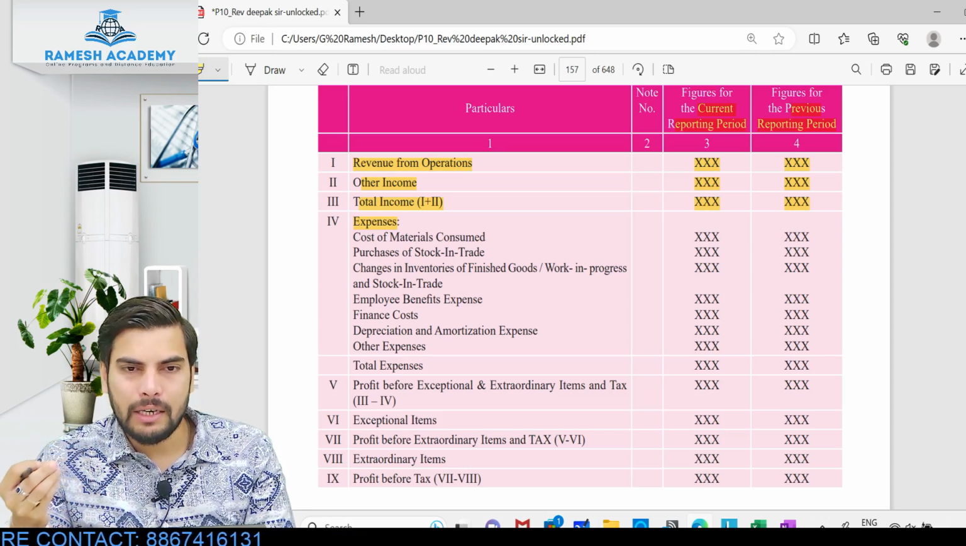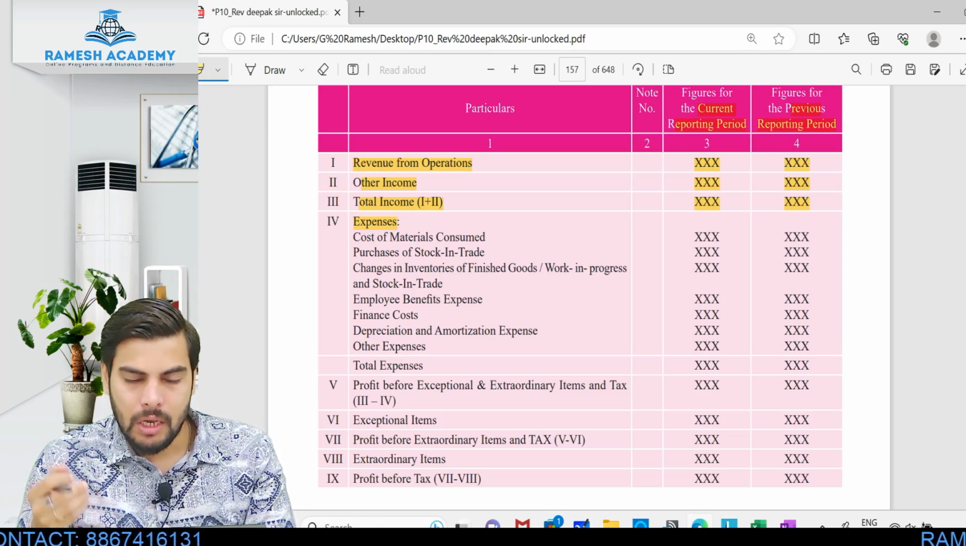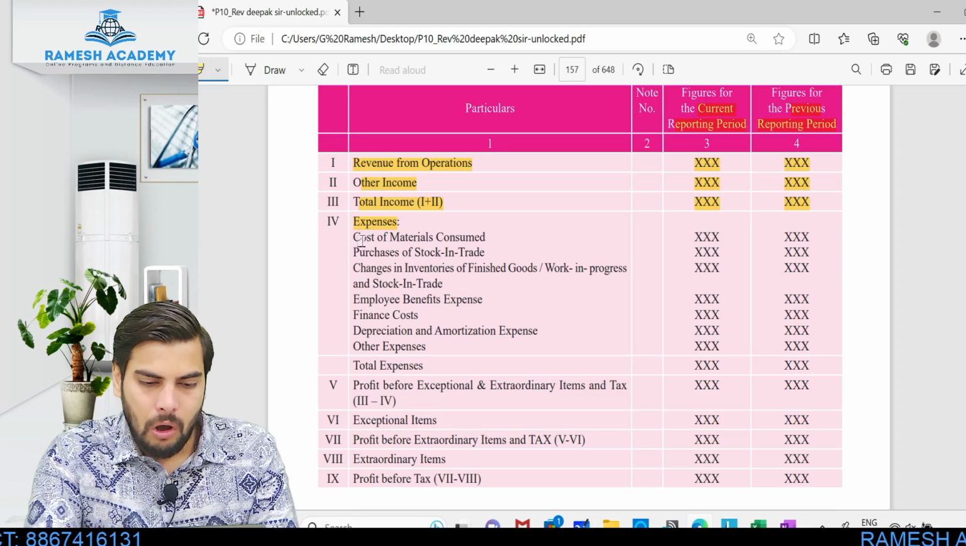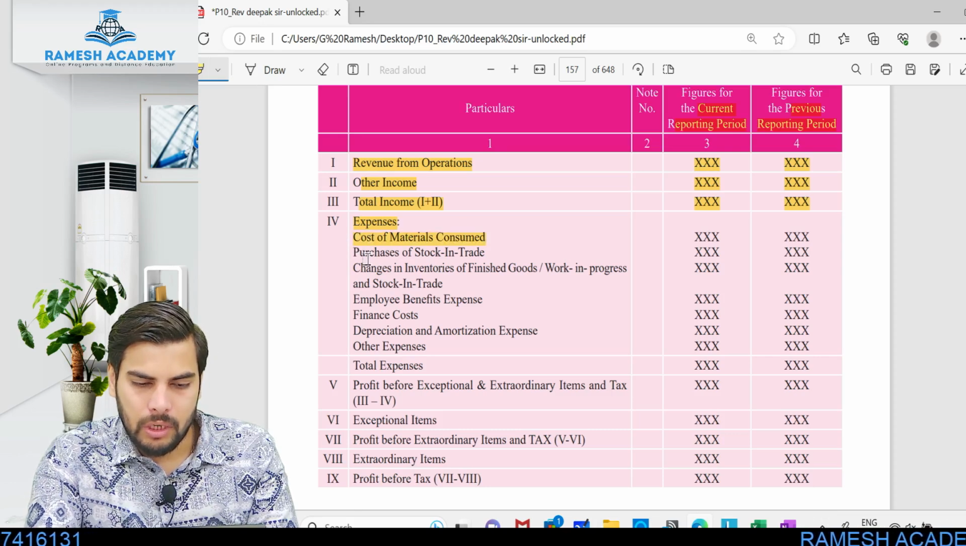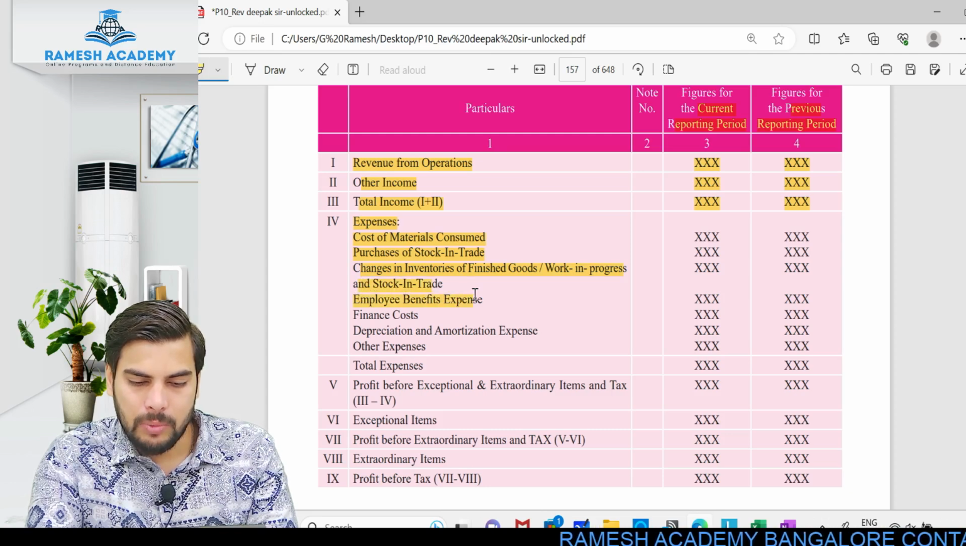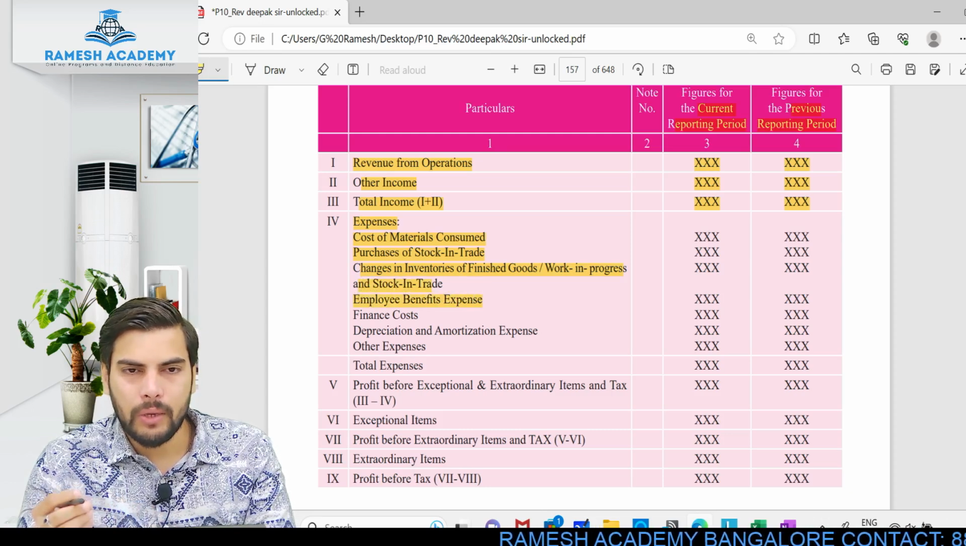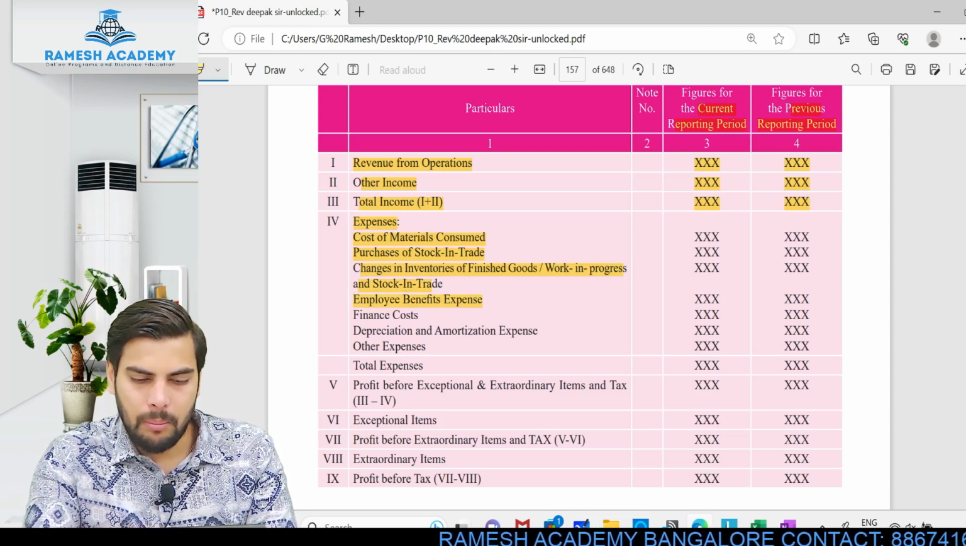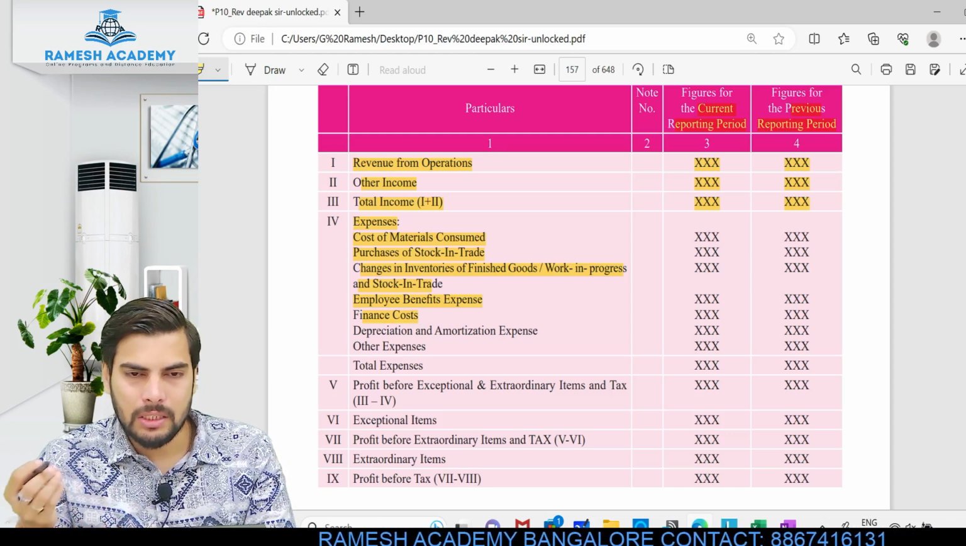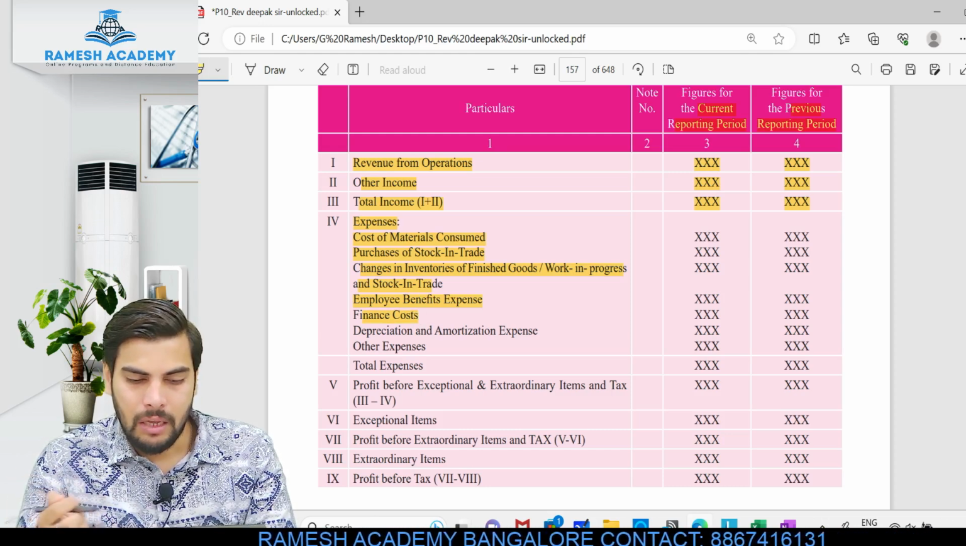In what way are they disclosing the expenses? Look at this. When it comes to expenses: cost of material consumed, purchases of stock in trade, changes in the inventory of finished goods, work in progress and stock in trade. Then employees benefit expenses, all the salary whatever I'm paying will be included in this employees benefit expenses. Finance cost, so bank charges, all these things will be treated as finance cost.